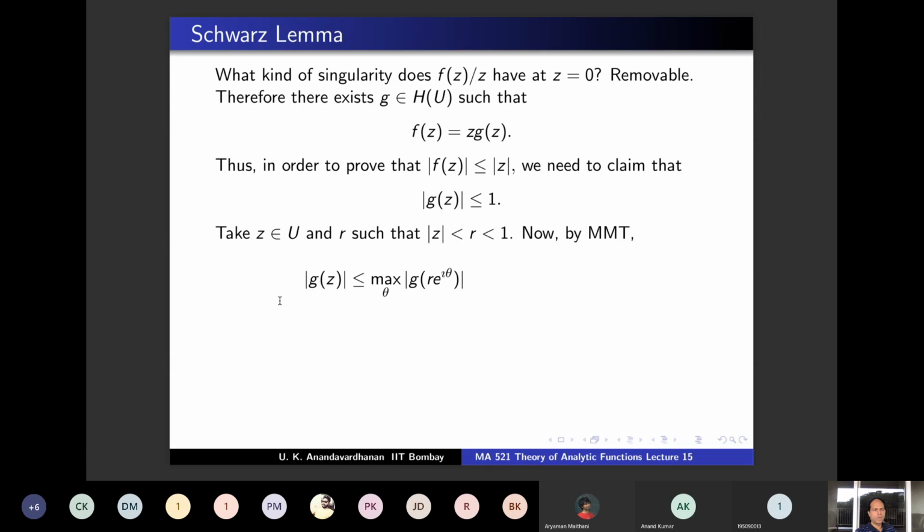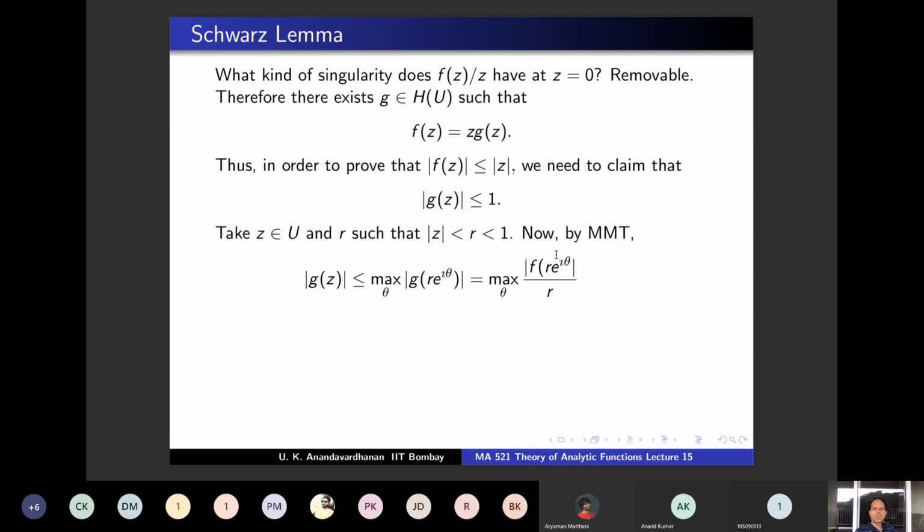So g has no local maximum. So you get this inequality, and for each r, you get this inequality. And this is an equality precisely when g is a constant. And what is g? g of r e^(iθ) is f of r e^(iθ) by r e^(iθ). So taking modulus, this is the maximum modulus of f of r e^(iθ), divided by the modulus of r e^(iθ), which is just r.